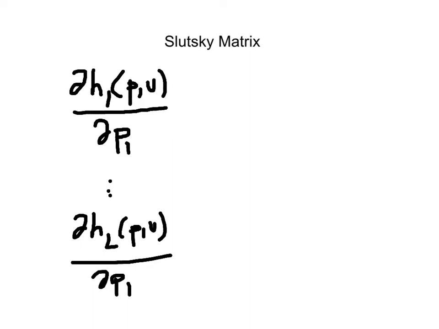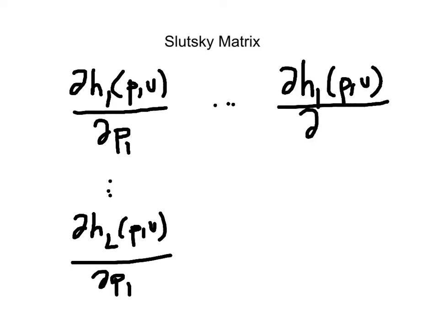Then for the first row, we're going to do the opposite. So we're going to keep looking at the same commodity, the first commodity, but keep changing the price of different commodities and look at the response on the Hicksian demand for the first commodity. So the last entry here is going to be the change in the Hicksian demand for the first commodity in response to a price change for commodity L.